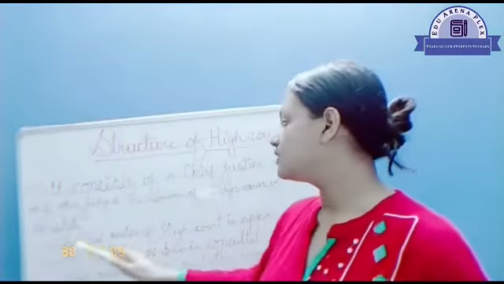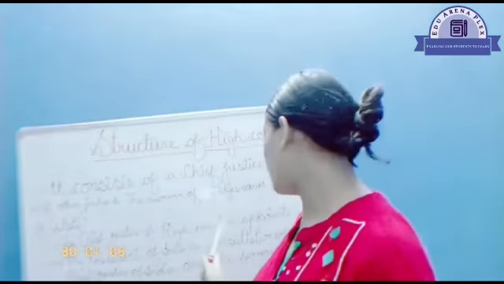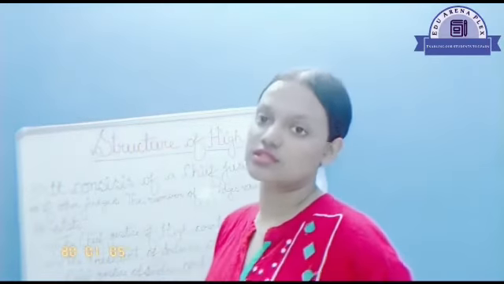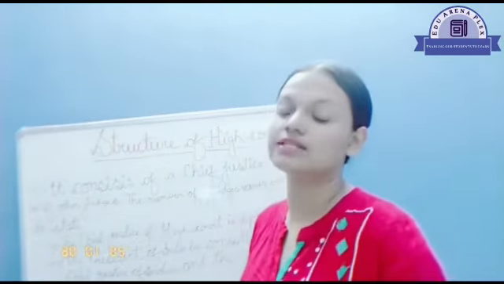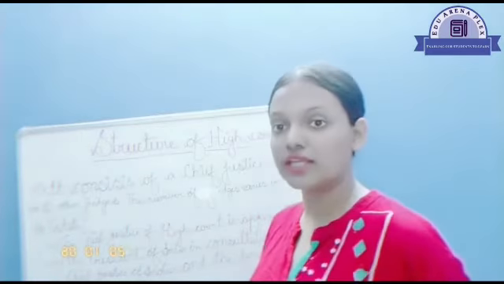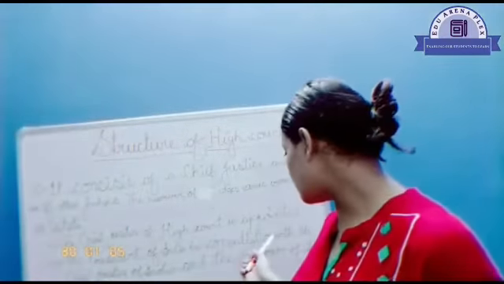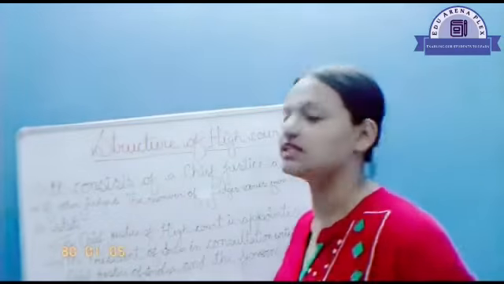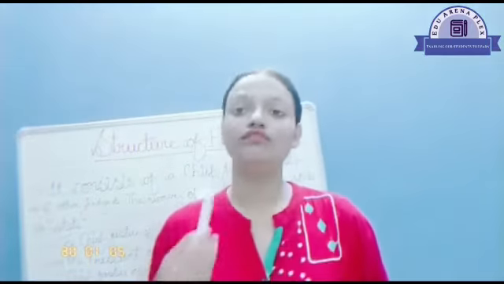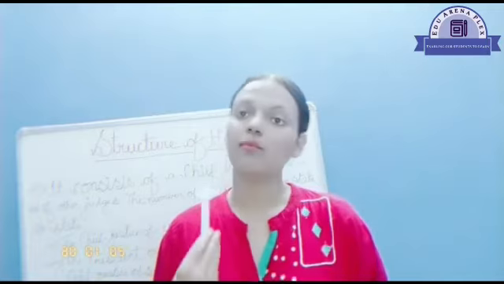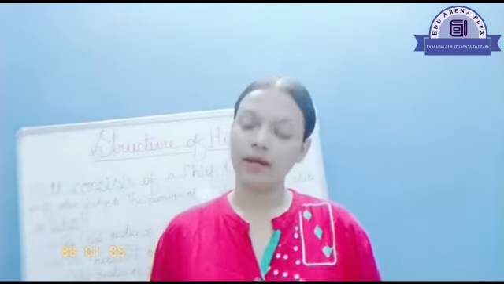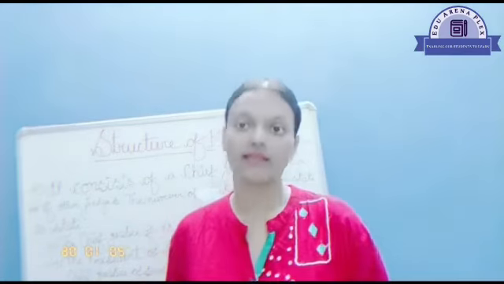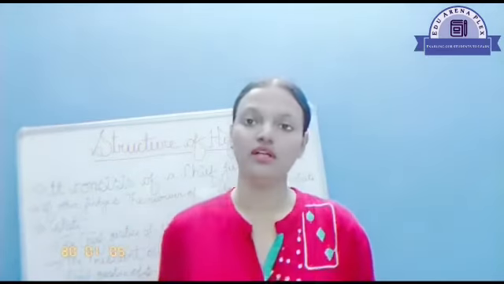Next, the Chief Justice of the High Court is appointed by the President of India, with the consultation of the Chief Justice of India and the Governor of the state. So the Chief Justice is appointed by the President, but the President consults the Chief Justice of India and also the Governor of the state.